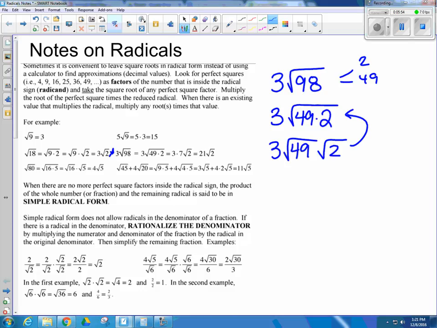Now I look at each one. Okay, square root of 49, that's just 7. Square root of 2, it's still just the square root of 2. But then I have that 3 that was being multiplied in front of the whole thing. So 3 times 7, 21 times the square root of 2. Checking your calculator, is 3 times the square root of 98, does that give you the same answer as 21 times the square root of 2?